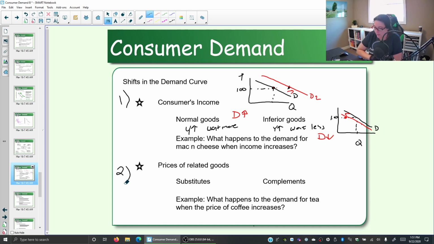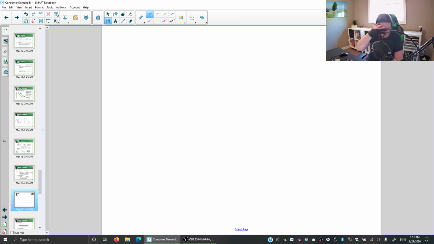The second thing that will change demand is the price of related goods. And this brings us back to a conversation we had previously about perfect substitutes and perfect complements. So let's work through these. All right, so let's start with perfect complements.